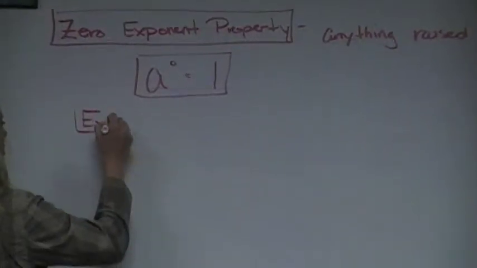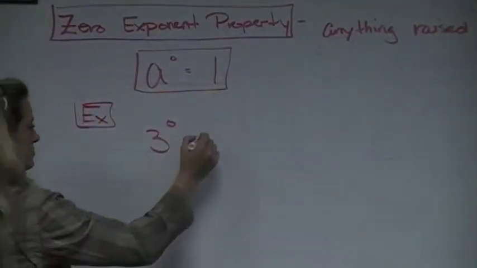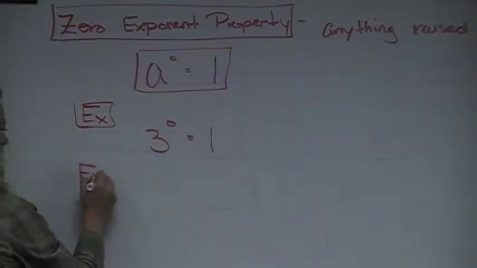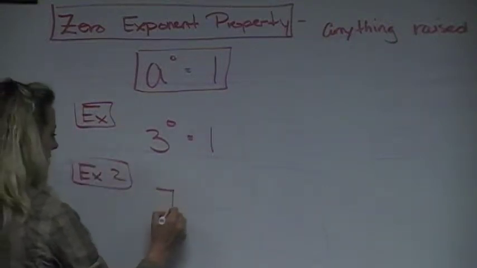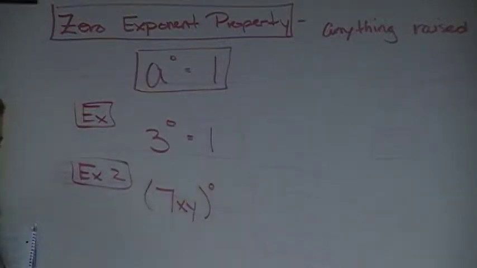Alright, so let's go ahead and try a couple of them. Obviously this is no matter what, watch. 3 to the 0 power, class, is what? 1. 1, okay? 7xy to the 0 power. 1.